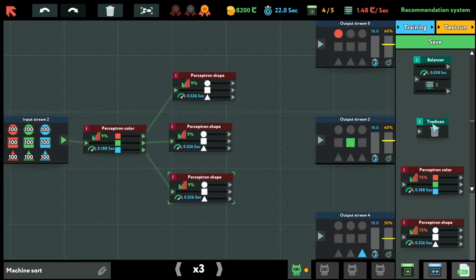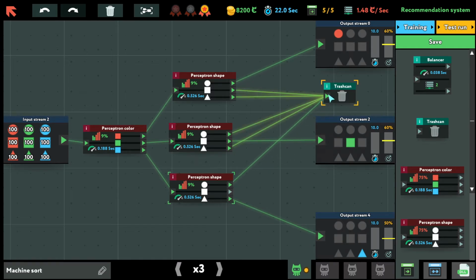And then we have a trash can, which we can finally use. Yeah, this is the red circle, goes over here, red everything else gets trashed. This is green, green square goes over here, everything else gets trashed. Blue triangle goes over here, everything else gets trashed. Yeah, and that's exactly the 5 nodes.